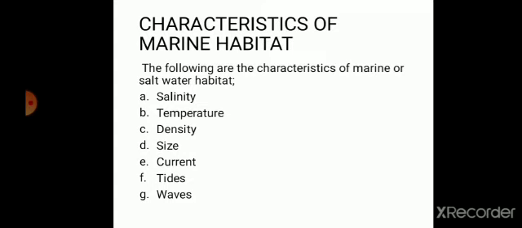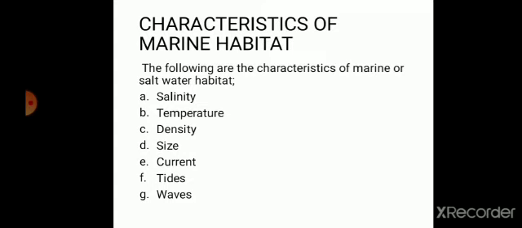Then we talk about tides. Tide is also one of the characteristics of marine water habitats. Tide simply means the alternate rise and fall of the surface of the ocean, approximately twice a day. At times you go to the ocean, the water level will stop at your knee level. On another day, the water level will stop at your waist level. So that rise and fall of the water body is regarded as tides.